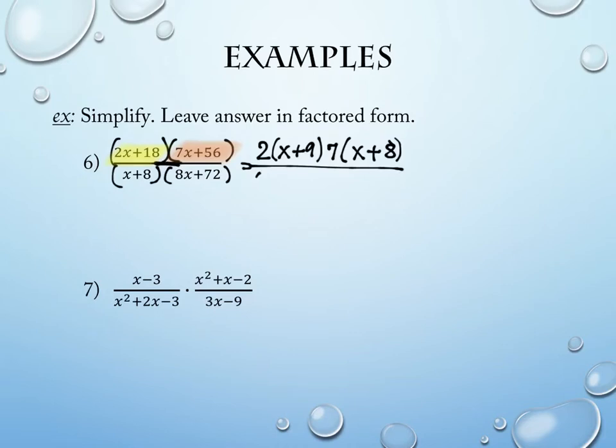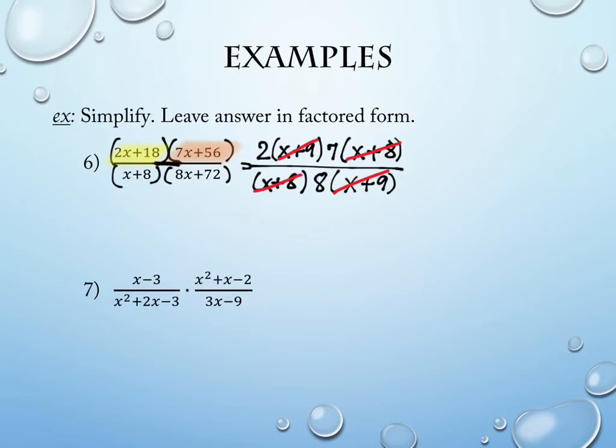Denominator. Well, there's an x plus 8. That's kind of cool because I just saw one of those. Nothing comes out of that one. How about the 8x plus 72? The 8, leaving me with x plus 9. All right, tell me something that reduces. X plus 8, gone. What else? X plus 9, gone. Anything else?